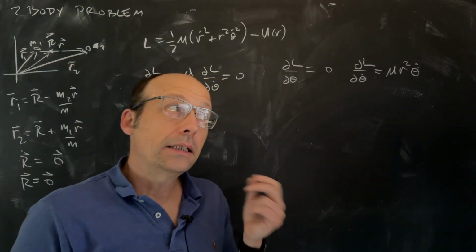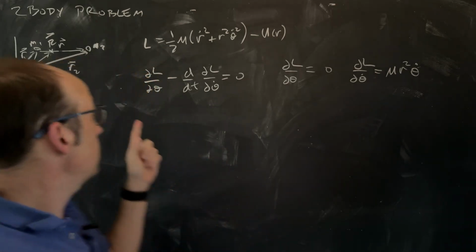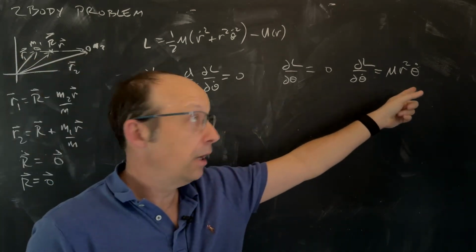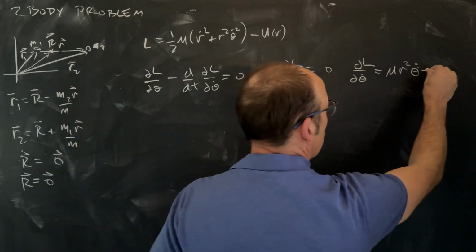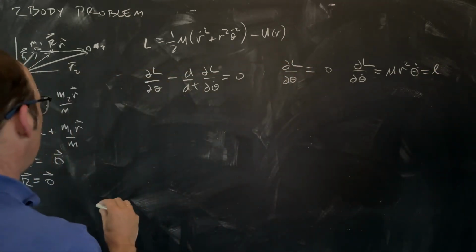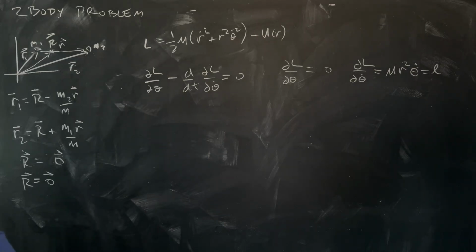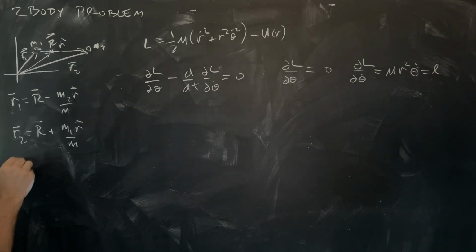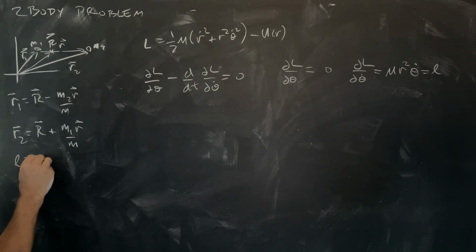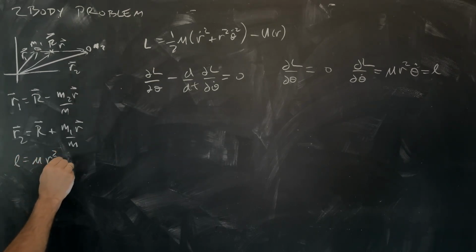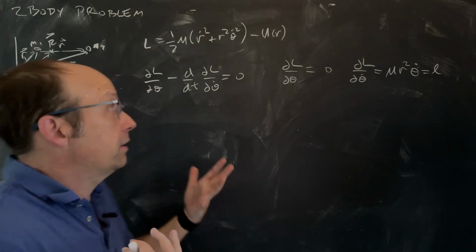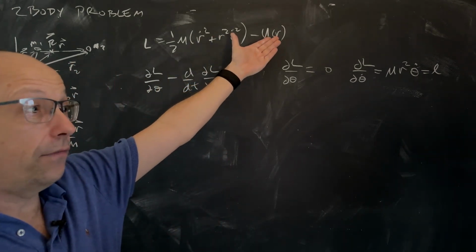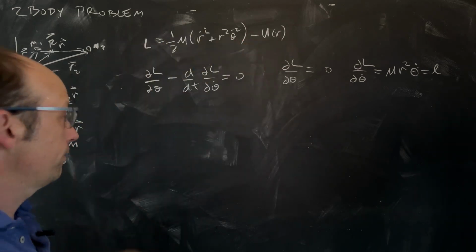Now, since the time derivative of that has to be 0, that means that this has to be a constant. So let's set that constant equal to L. And that's pretty important. I'm going to put it over here. I don't think I need those r vectors right here. So let's put this right here. L equals mu r squared theta dot. Okay, so that comes from there being no theta term in my potential.